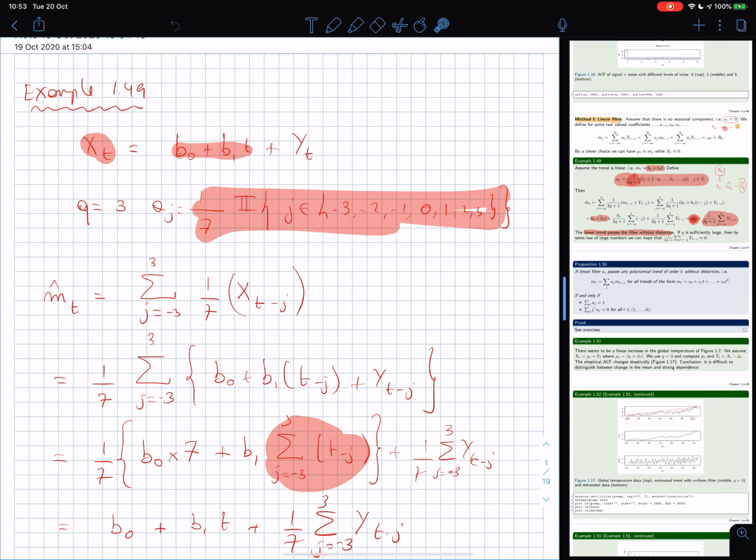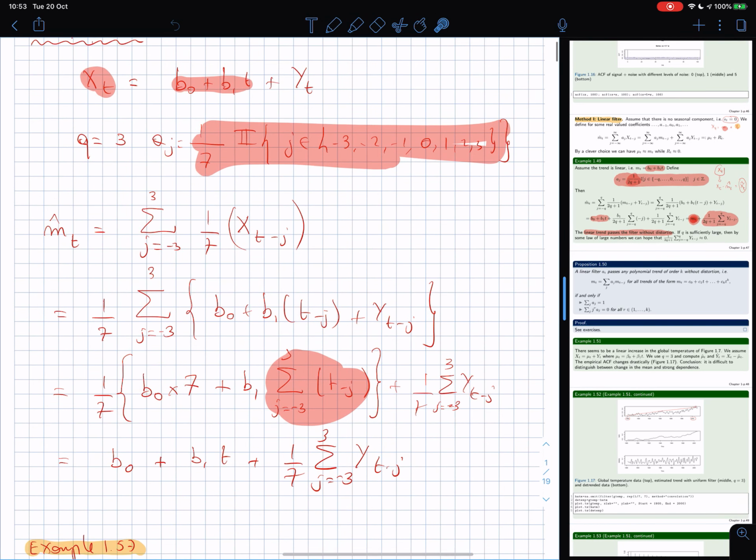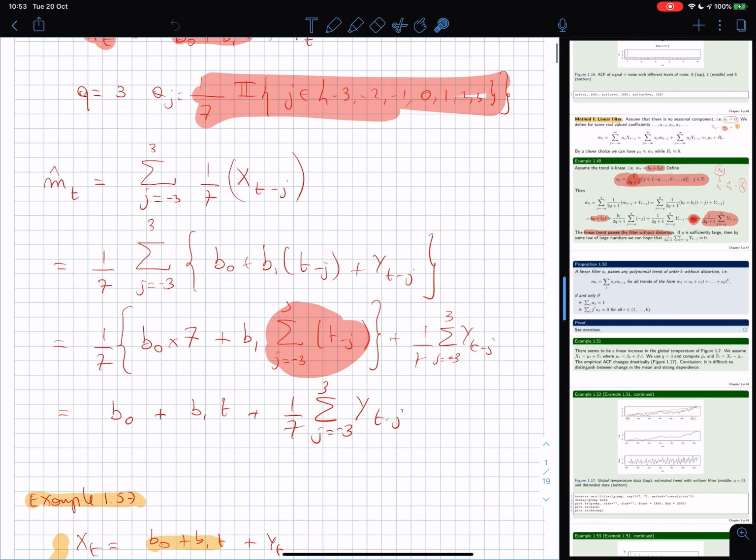So you take the sum of the coefficient times the indicator. This gives you just the sum from minus 3 to 3 of the x_{t-j}'s. Let's compute this. So I replace x_t by what it is. This gives me b0, which doesn't change, b1(t minus j) plus y_{t-j}. The weight can come out. And then I just take the sum. b0 times the sum of the weights just gives me b0 times 7, divided by 7. b1 times the sum gives me something. And then I'm left with 1/7 of the sum of the y_{t-j}'s. This one I'll leave where it is.